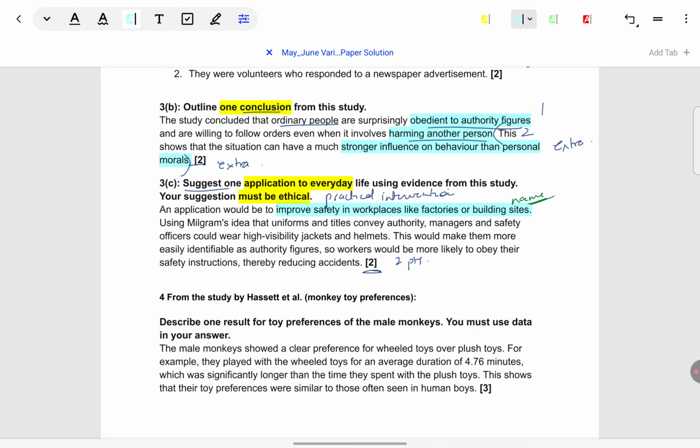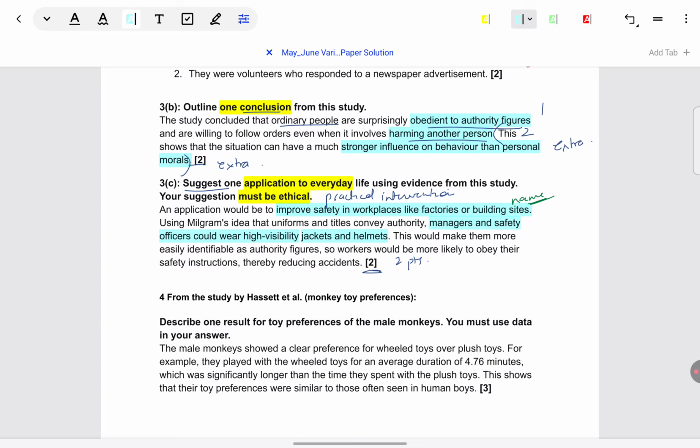So now exactly what does the candidate mean by improving safety in workplaces? They are explaining that more thoroughly. That managers and safety officers can wear high visibility jackets and helmets. Uniforms can be worn by them. High visibility is the key term because it should be prominent to the workers that they are in authority.